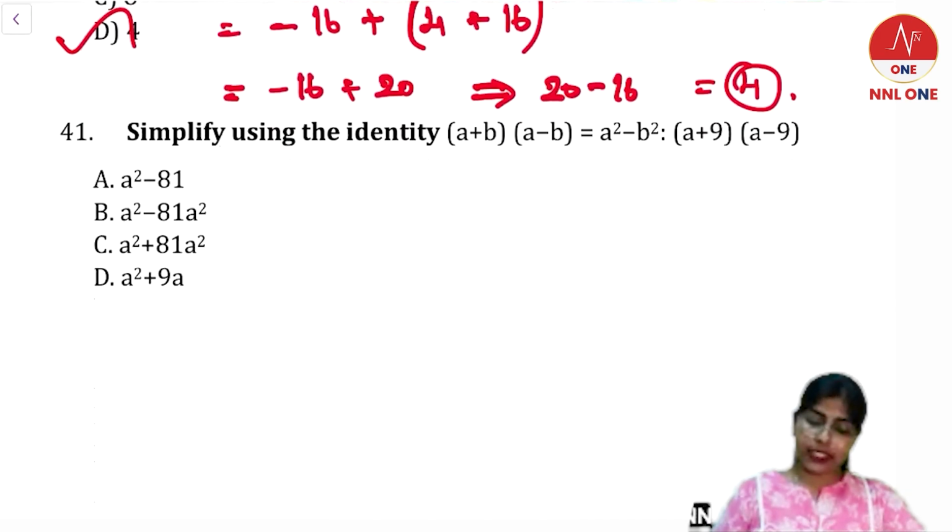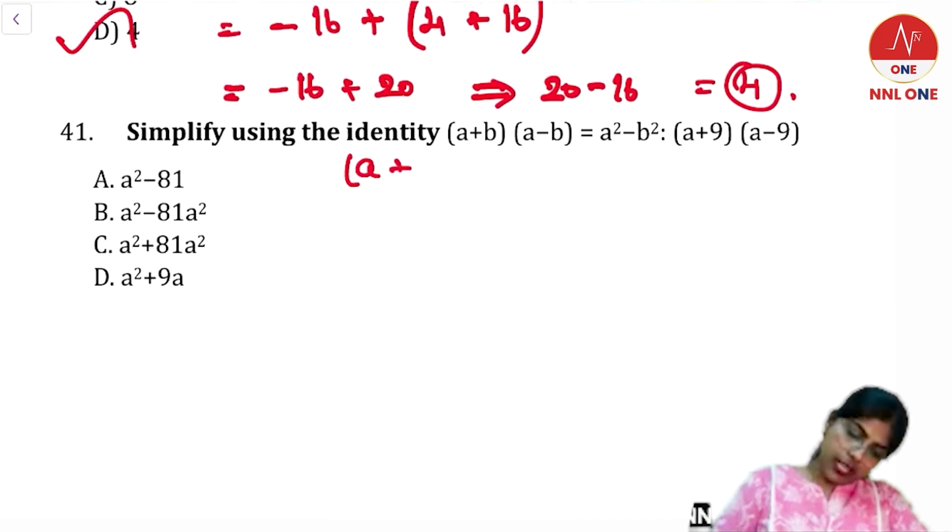Next, question number 41. Simplify using the identity a plus b, a minus b is equal to a square minus b square. They have given the algebraic identity here. They have given the algebraic formula here. And they are asking us to apply the formula in the given question. Okay. What have they given? The question is a plus 9, a minus 9.